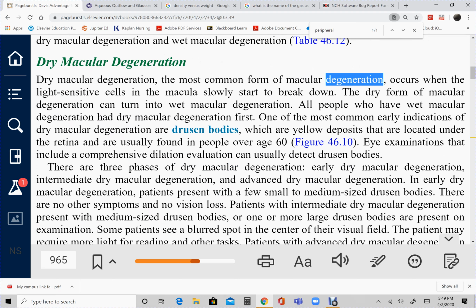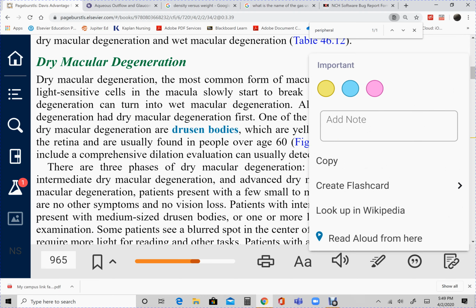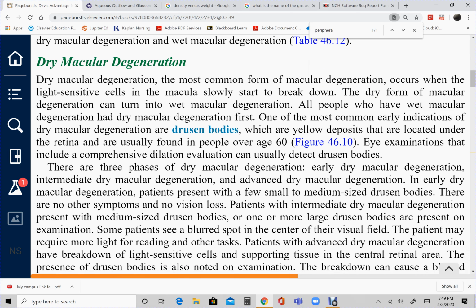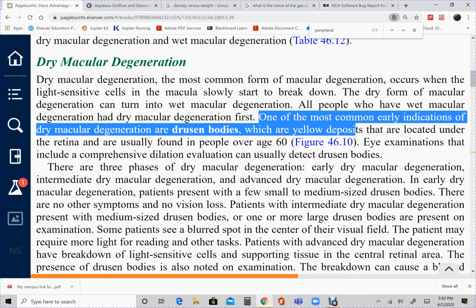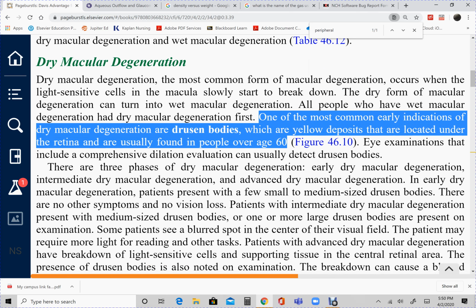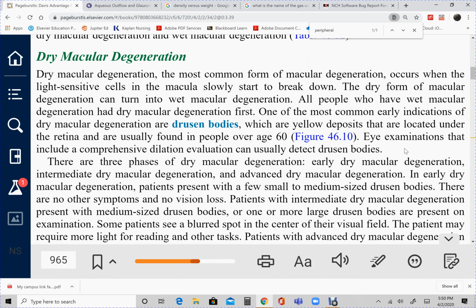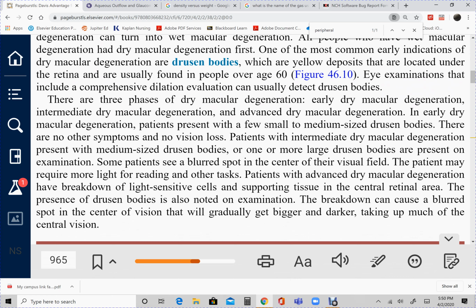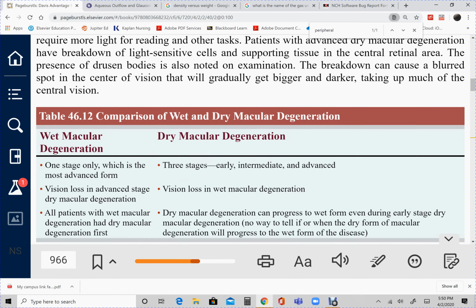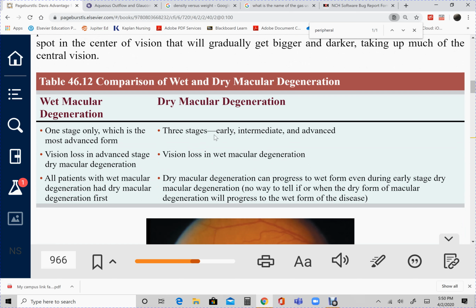The macula degenerates. This is how the doctor makes a diagnosis. You have deposits there called drusen bodies on the macula. I'm not testing the faces because it's not really necessary. Here is a comparison between wet and dry. So dry obviously has 3 stages, and then wet only 1.